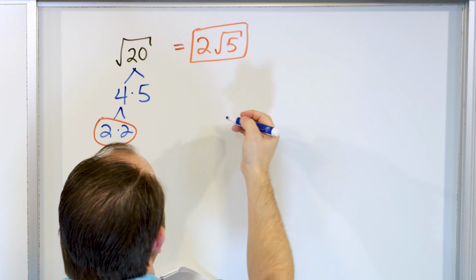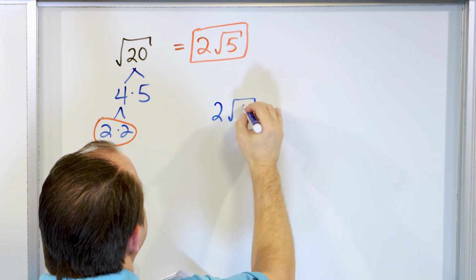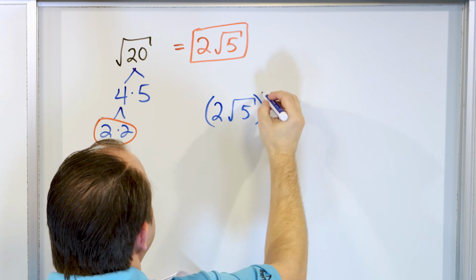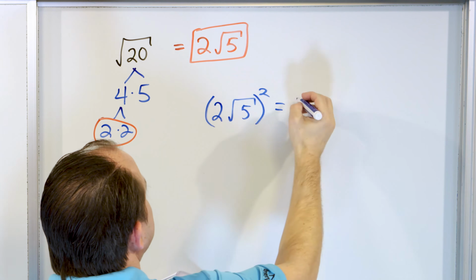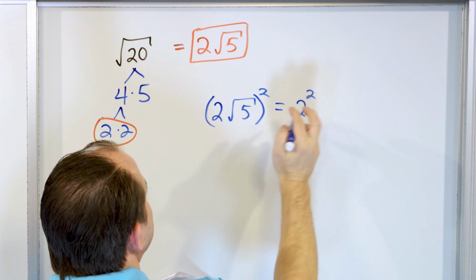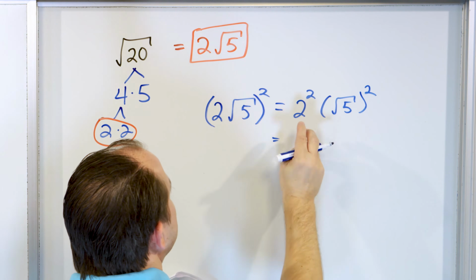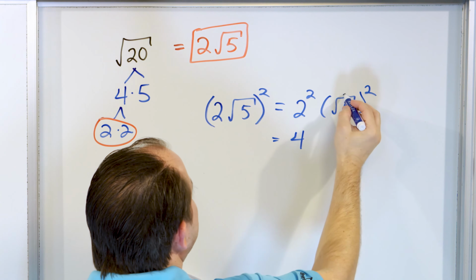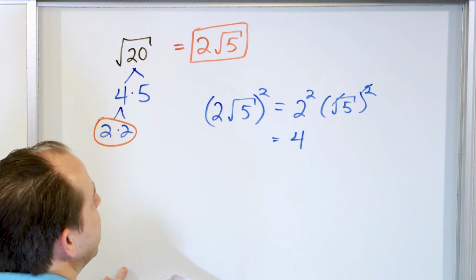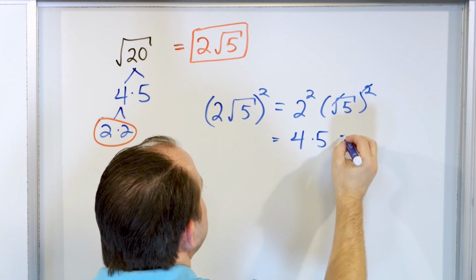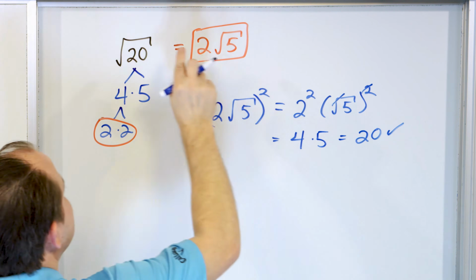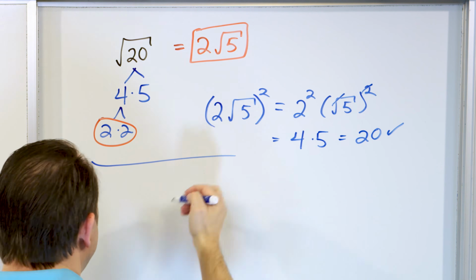Now let's check and see if 2 times the square root of 5, if we square it, what happens? The 2 goes in, and the exponent applies to the 2. The exponent applies to the square root of 5. 2 times 2 is 4. The cancellation of the square and the square root happens, so 4 times 5 is indeed 20, and so that is exactly what is under there, so you know the answer is correct. You don't have to guess.